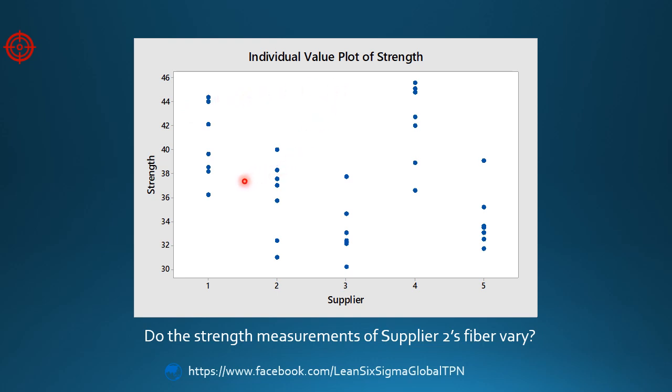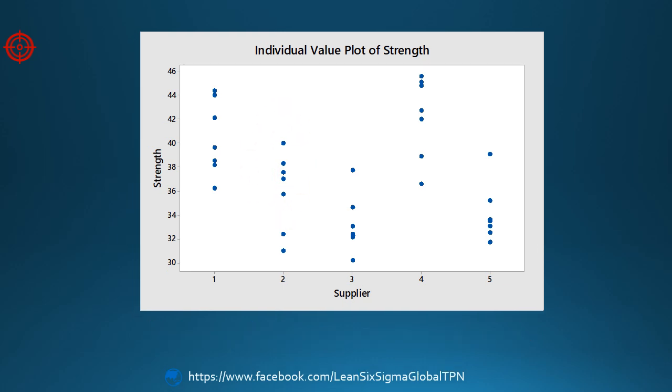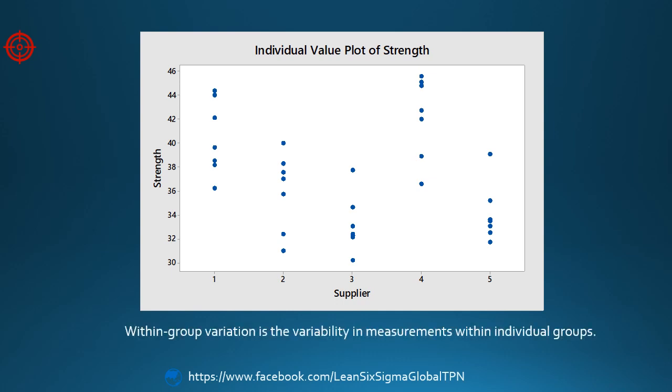First, let's look at the variation within each group. Consider group 2. Do the strength measurements of each fiber vary? The individual value plot shows variation in supplier strength measurements. Looking at the graph, we can see how widely spread the values are within each supplier. We call this within group variation because it refers to the variability within a supplier or factor level.